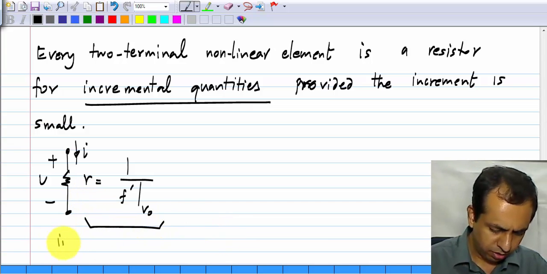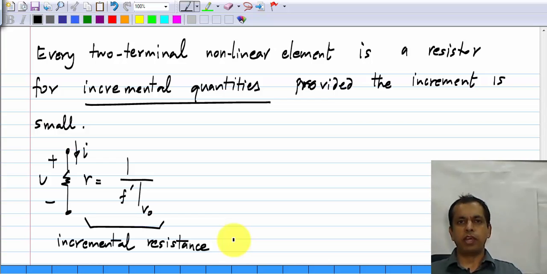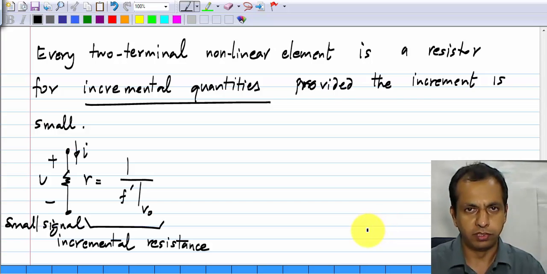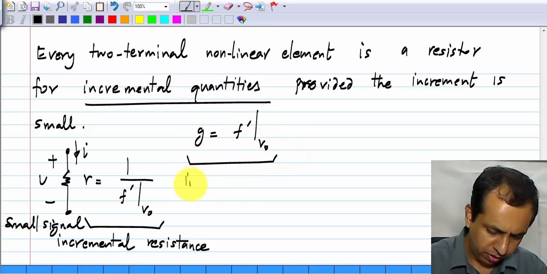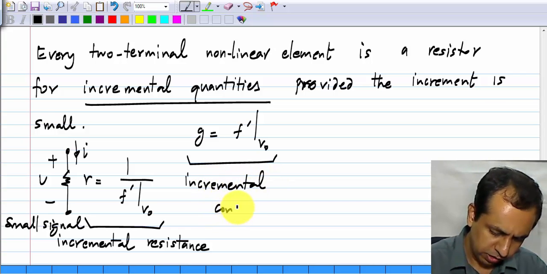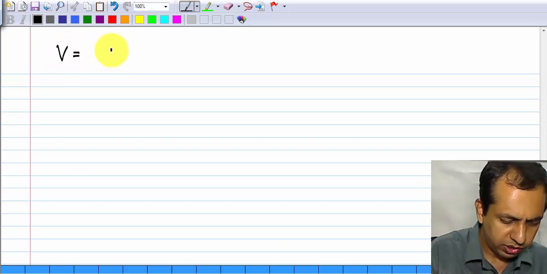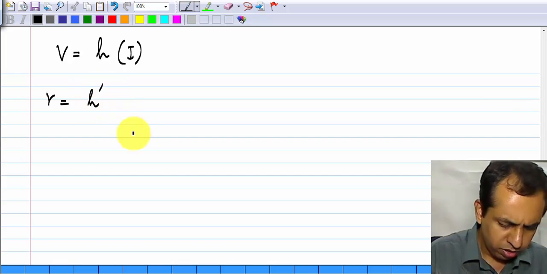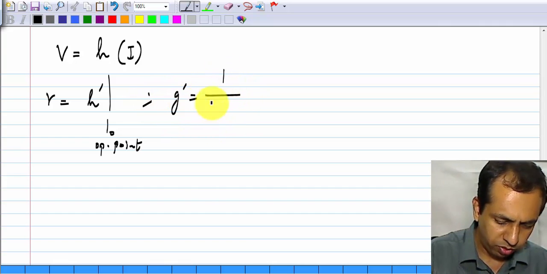And this is called the incremental resistance, and because it is valid only for small increments, it is called the small signal incremental resistance, or similarly the quantity G, which is f prime, this is known as the incremental conductance. Okay. If the nonlinearity were represented like this, voltage as a function of current, then the incremental resistance would be the slope of h calculated at the operating point. This is whatever the operating point is. Okay. And the incremental conductance would be the reciprocal of this one.